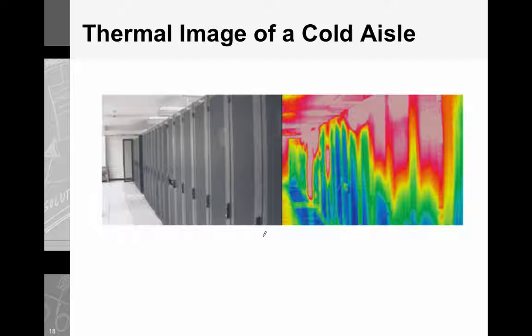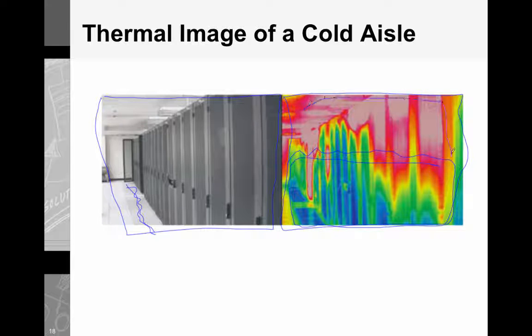Here's a thermal image of a cold aisle. I have an image over here, and then I have another image over here. Same picture, except one is a thermal image. There are actually perforated floors over here, which leads me to believe that it's a cold aisle. And as you can see, the thermal image indicates that it's pretty cool at the bottom and pretty hot at the top, right? As you go up, it's getting hotter. That's the thermal image of a cold aisle.